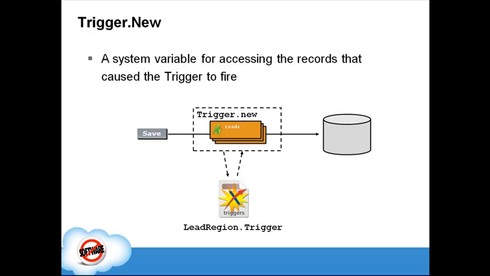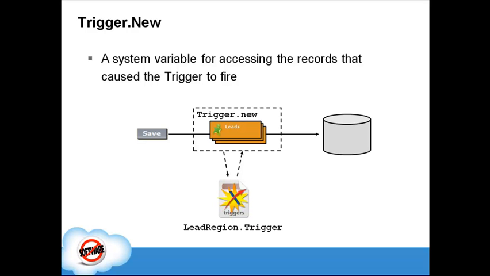Now you'll notice I said records. Trigger.new is not just a single record, but a list of records. This is because a trigger might be fired by the save of a single record or the concurrent save of multiple records. An example of how multiple records might be written to the database as one operation is data loader. Our trigger, which is called lead region, will read this system variable to get the ID of the owner and then write the value of the owner's region back to the records in trigger.new.